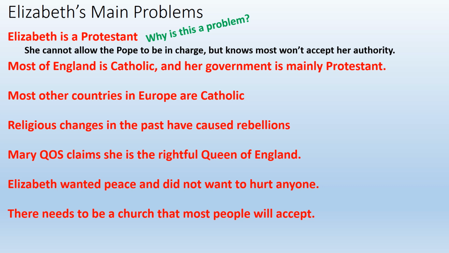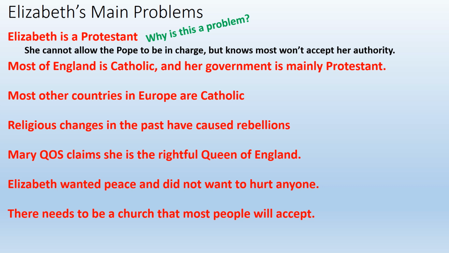Mary, Queen of Scots, she was around in Scotland at the time. She claims that she's actually the rightful Queen of England. Why is this a problem for Elizabeth? Elizabeth wanted peace. She didn't want to hurt anyone. Why is this going to be an issue for her? And lastly, there needs to be a church that most people will accept. Again, trying to figure out why this is a problem for Elizabeth. So pause the video, have a few moments to think, and when you're ready, we'll hit play and we'll go through what some of the potential answers could be.